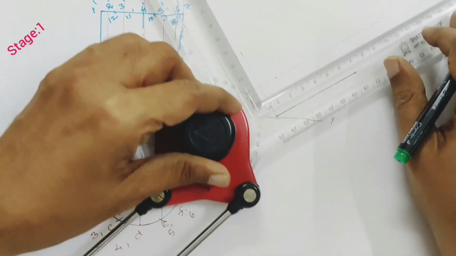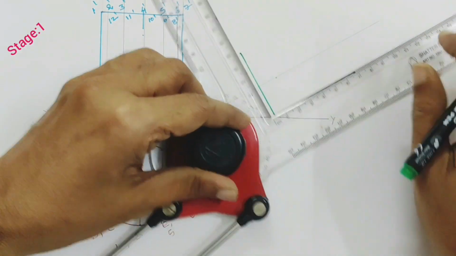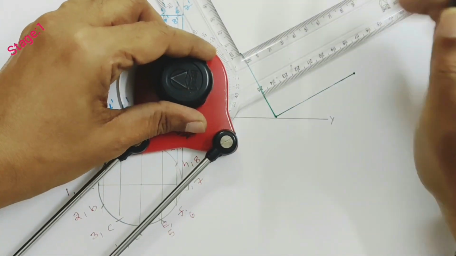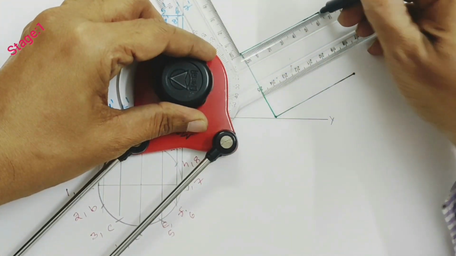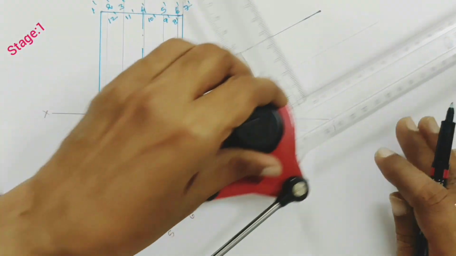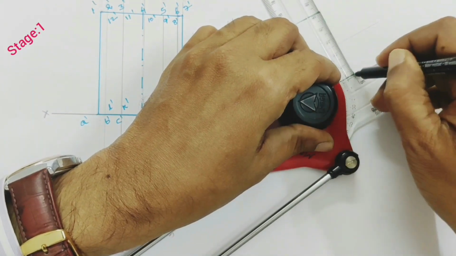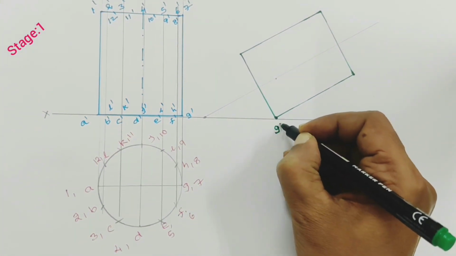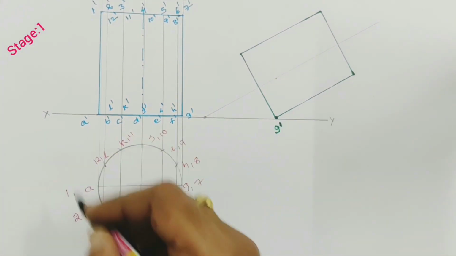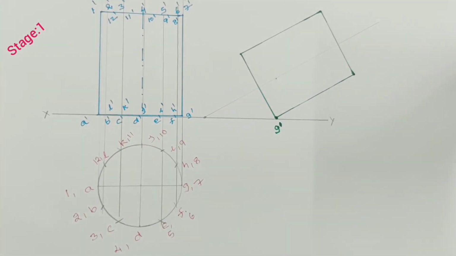Mm is the axis length. After that, join this line. This is G dash, as it is resting on its base point on HP. That's why this G dash is on XY line.